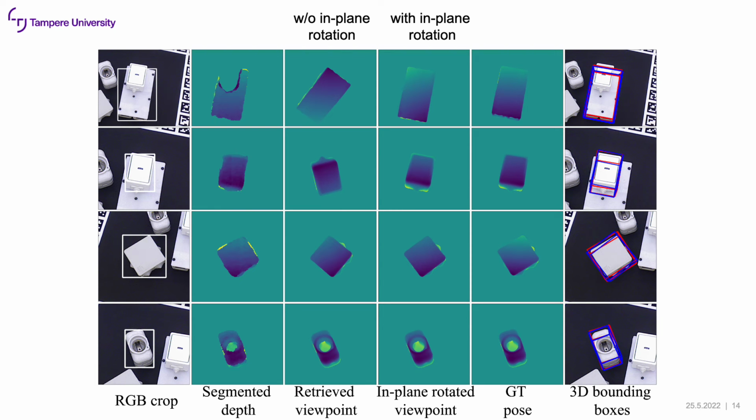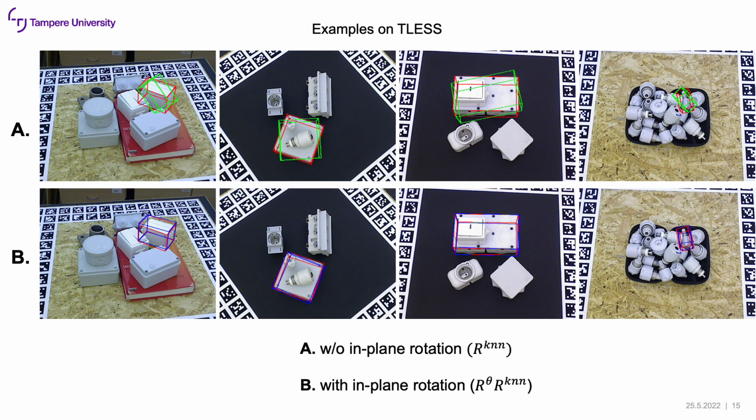Here, some examples are shown to illustrate the process before and after the in-plane rotation. As can be seen in the first row, our approach can also handle the object occlusion. More examples on the T-LESS dataset.